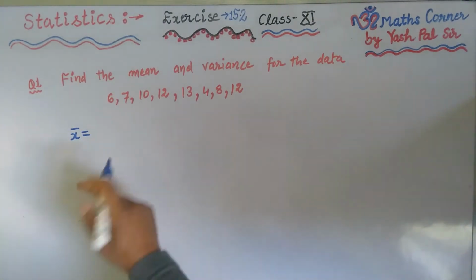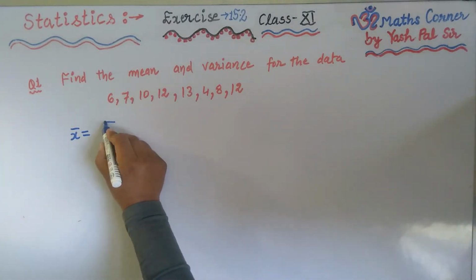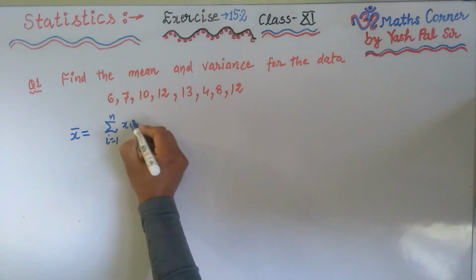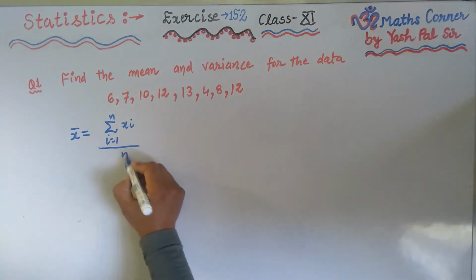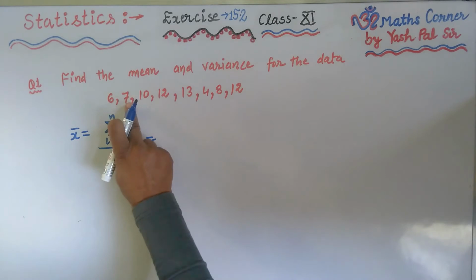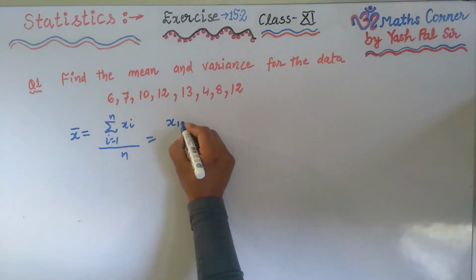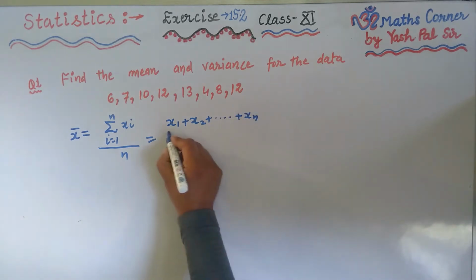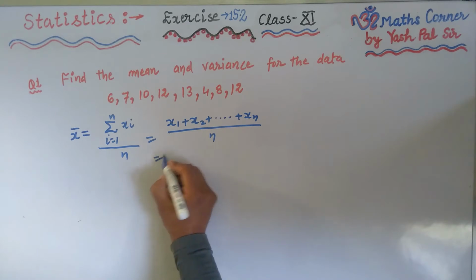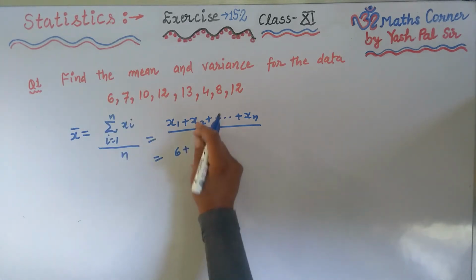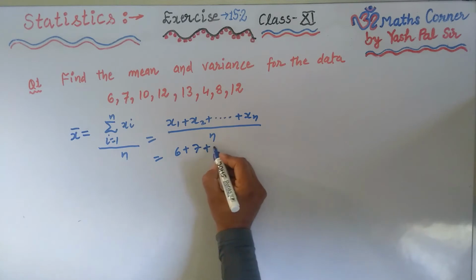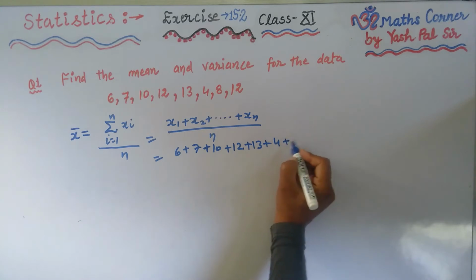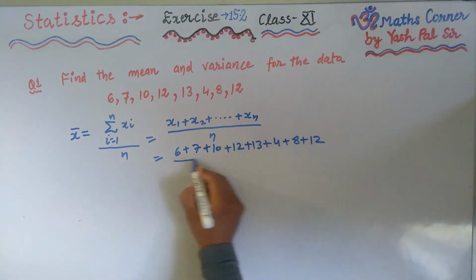X bar, the mean, the formula is summation i equal to 1 to n of xi divided by n. This means x1 plus x2 plus x3 and so on up to xn, whole divided by n. Now what is x1? This is 6. What is x2? This is 7 plus 10 plus 12 plus 13 plus 4 plus 8 plus 12, whole divided by n.